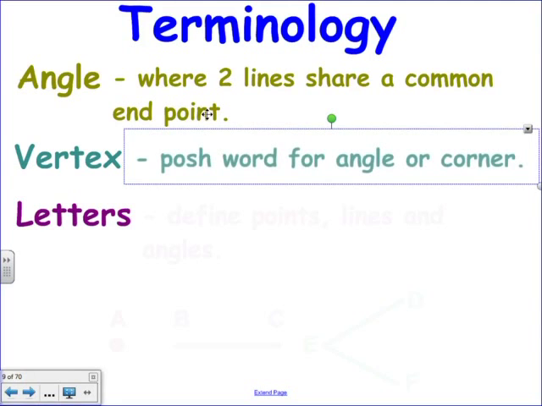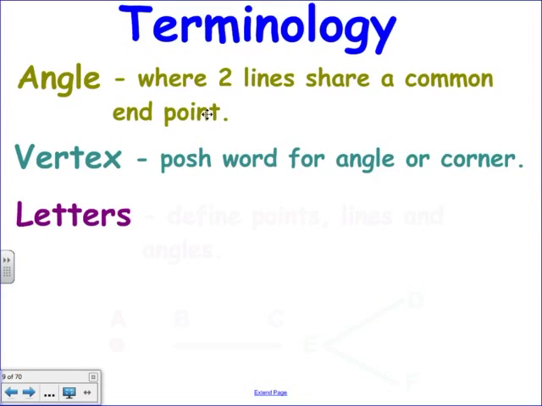You will get in exam papers, circle the vertex or circle the largest vertex. If you don't know what a vertex is, you cannot answer that question. So it's one of these words they're going to stick in the exam that you need to know the definition of in order to answer a question.